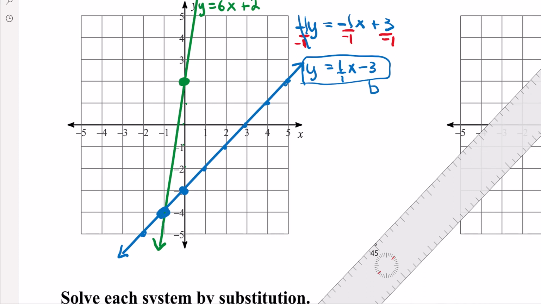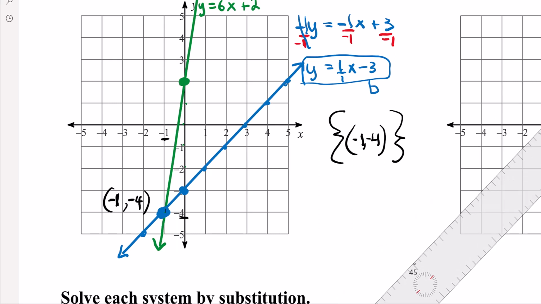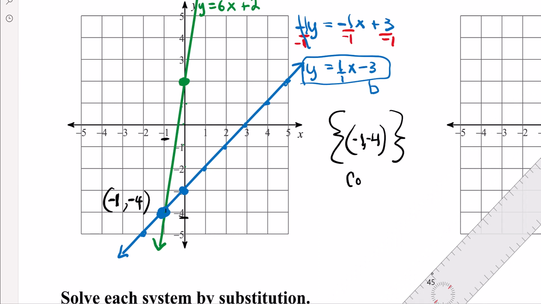Now, where they intersect, although I think I was off a tad, we look at the x value first, then we look at the y value, and then in our solution set notation, coordinate point -1, -4. Again, one solution, so this is a consistent system, and they're two separate lines, so independent.